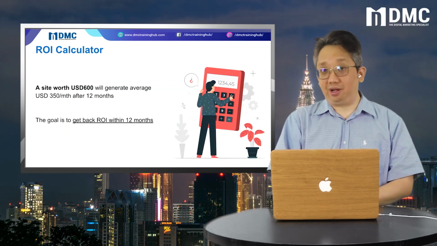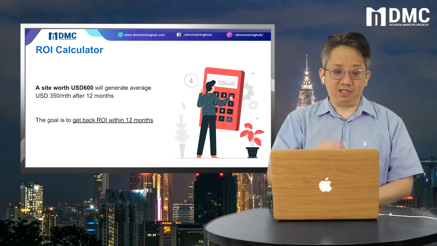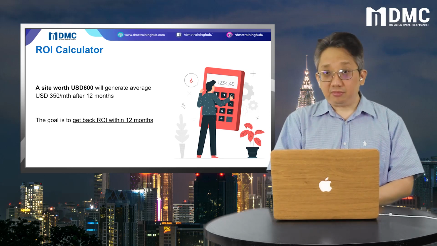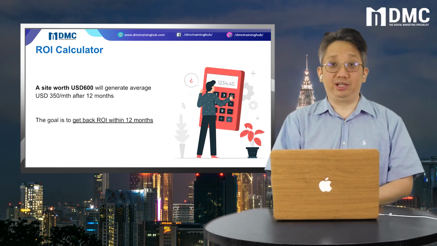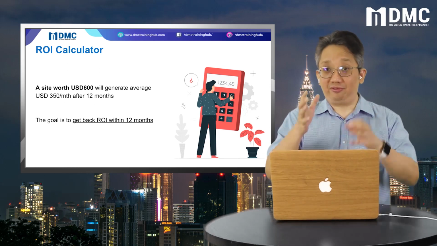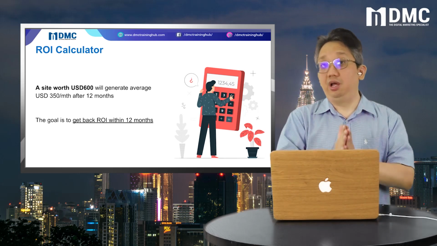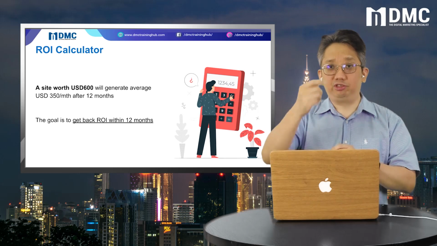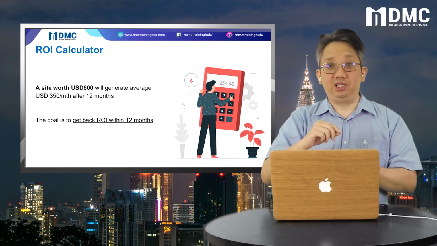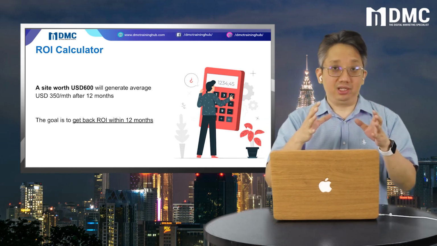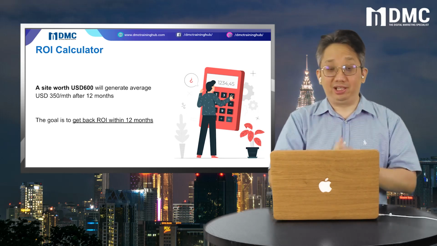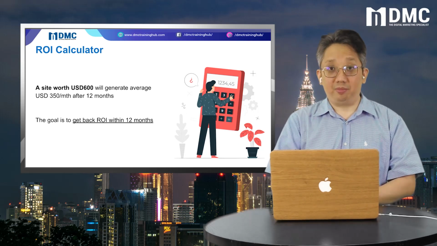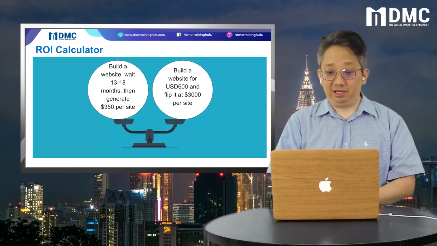All right. So how much can we make after we invest, right? A minimal website, about $600, will generate about $300 to $400 a month after 12 months. So that is our target. And within the first year, we want to get back our return on investment. So whether we spend 600 or 1,000, within the first year, we want to get back our investment. And after the 12th month, that means from the 13th month onwards, we should make money every single month.